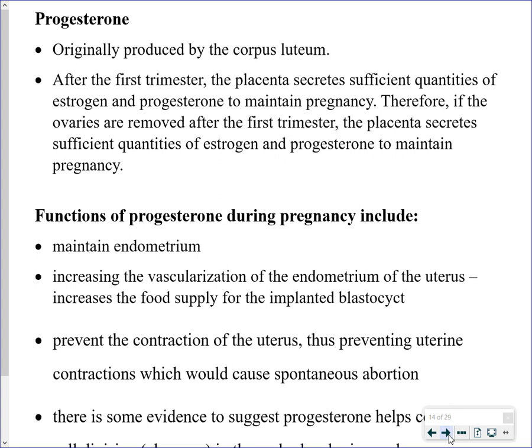Progesterone, similarly, it's produced initially by the corpus luteum. Just like with the estrogen, it's later then produced in larger amounts by the placenta. So that also means that after there's sufficient amount that's produced by the placenta, there's really no longer need for the corpus luteum to producing either the estrogen or the progesterone. Again, a whole bunch of functions of the progesterone during the pregnancy.